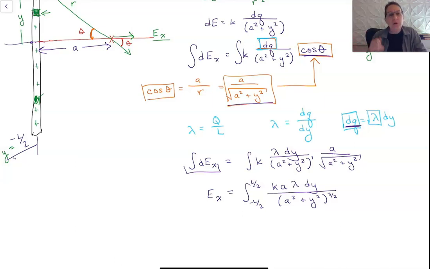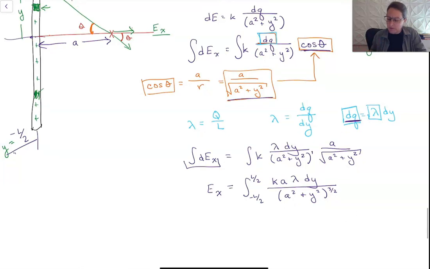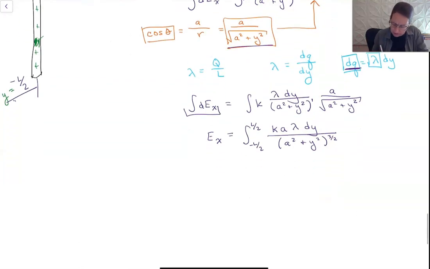Now I can just pull out my constants out of the integral, and then we've got an integral that's maybe not the most friendly integral we've ever seen. So I've got k a lambda. I've got this integral from minus L over 2 to L over 2 dy over a squared plus y squared to the 3/2 power.